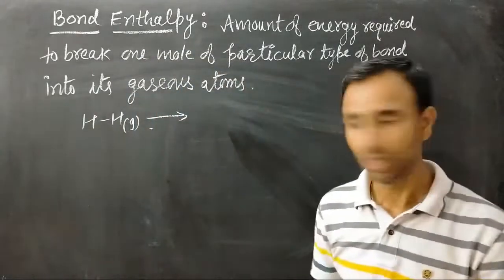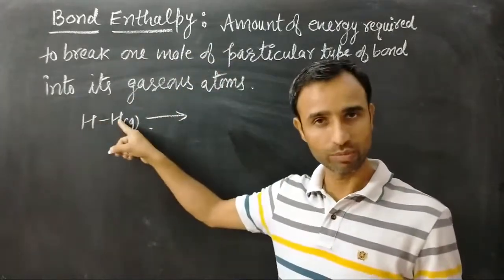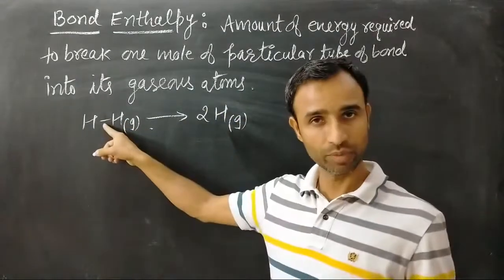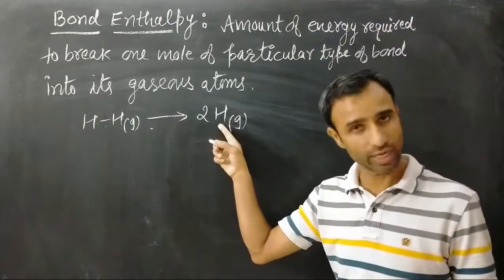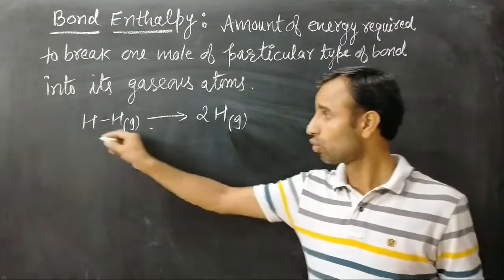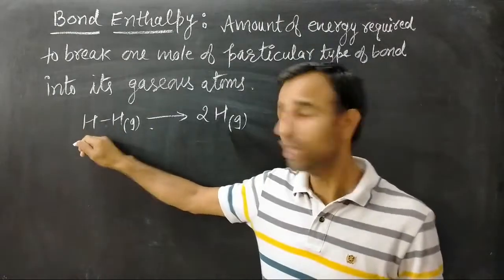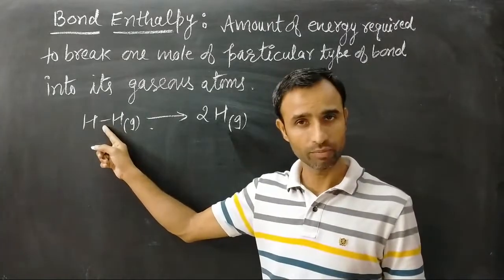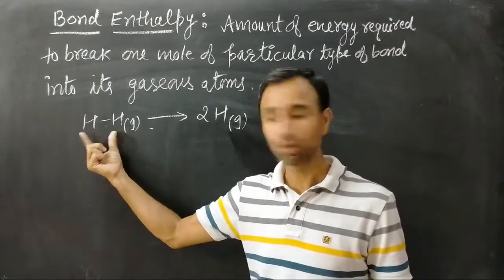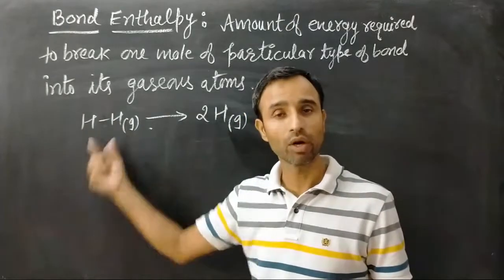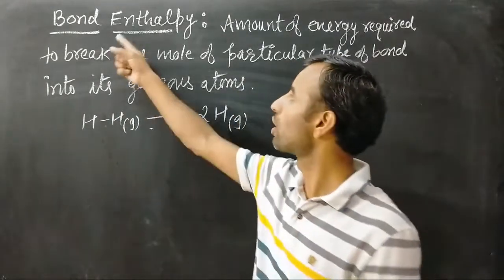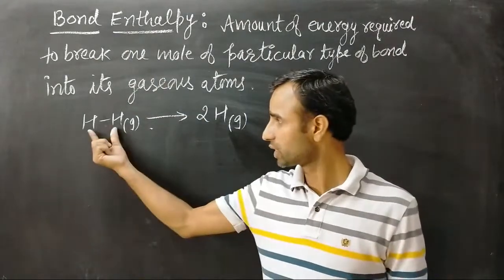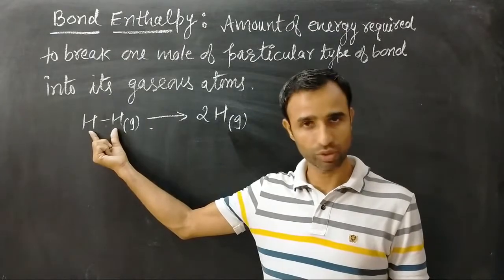we have a hydrogen molecule, okay? So there is a bond between the two atoms. Breaking of this bond leads to the formation of two hydrogen atoms. So to convert this hydrogen molecule into its gaseous atoms, one bond is broken. We take it as 1 mole. So to break this 1 mole of bond, how much energy is required? That is called bond enthalpy. Got it? This is a single bond between two hydrogen atoms.